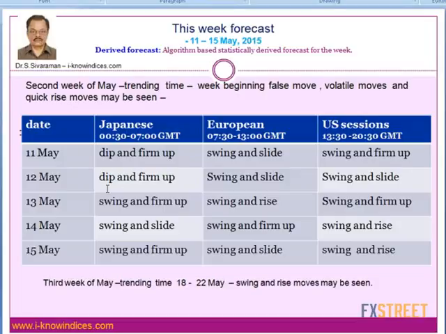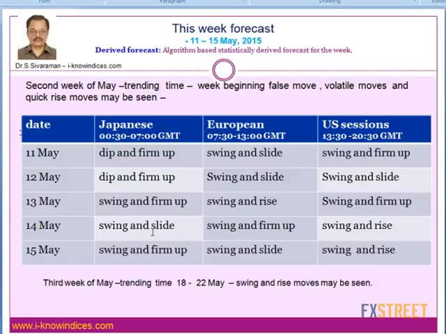Then tomorrow, 12th of May, they are expected to make a small dip at the start and then firm up during the Japanese session, and swing and slide during the European session and swing and slide during the US session. So you could come across the downward moves tomorrow, and afterwards they are expected to make the swing and firm up, swing and rise and swing and firm up on 13th May, Wednesday.